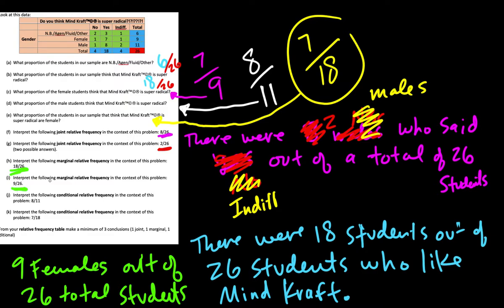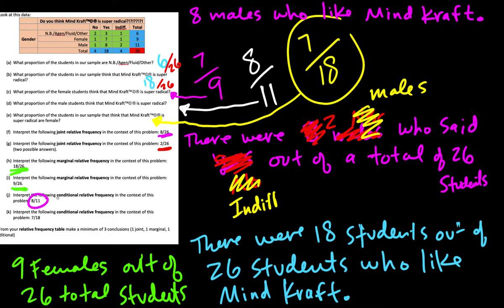Okay. Now it says interpret the following conditional relative frequency in the context of this problem. So 8 out of 11. What we're doing on this is the top of the fraction is going to be one of the green sections, and the bottom is going to be one of the blue because it's conditional. So this is saying there are 8 males who said yes to liking Minecraft. Okay, that's where that goes.